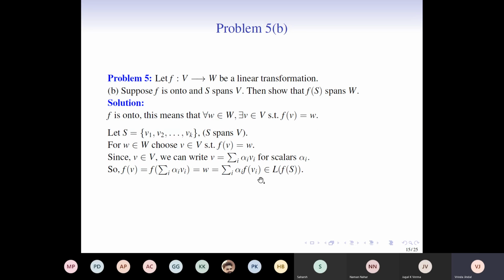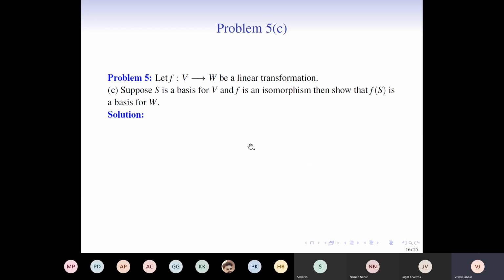f of vi's basically form the set f of s, and a linear combination of f of vi's is the linear span of f of s. So we have proved that w belongs to the linear span of f of s, and this w could be anything in this capital W. So the linear span of f of s is indeed W, which means that f of s spans this vector space W. This was problem 5 part B.